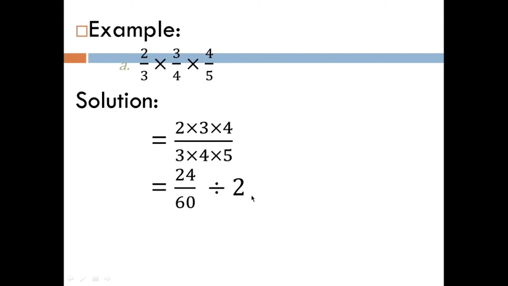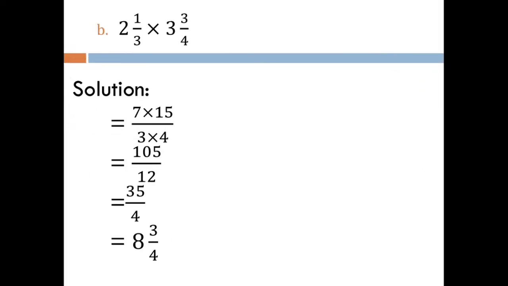Then, convert it into lowest term. So, divide both sides by 2. So, 24 divided by 2, we have 12. And 60 divided by 2, we have 30. So, our final answer will be 2/5. So, since proper fraction naman siya, no need to convert it into mixed number. Okay po, class? So, next example.